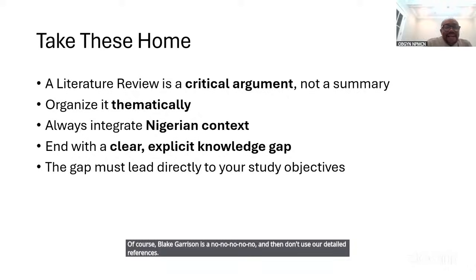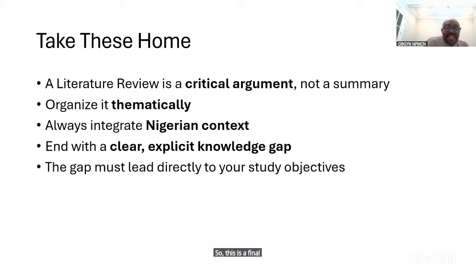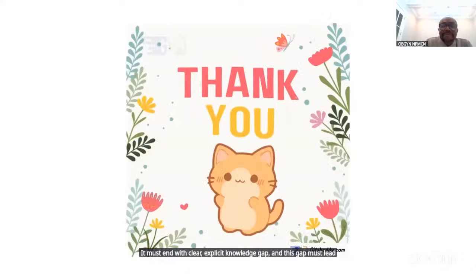So this is the final. A literature review is not a critical argument, not a summary of different results. Organize it thematically. Always integrate it. Situate it to our local population, to our local perspective. It must end with a clear, explicit knowledge gap. And this gap must lead directly to your study objectives.